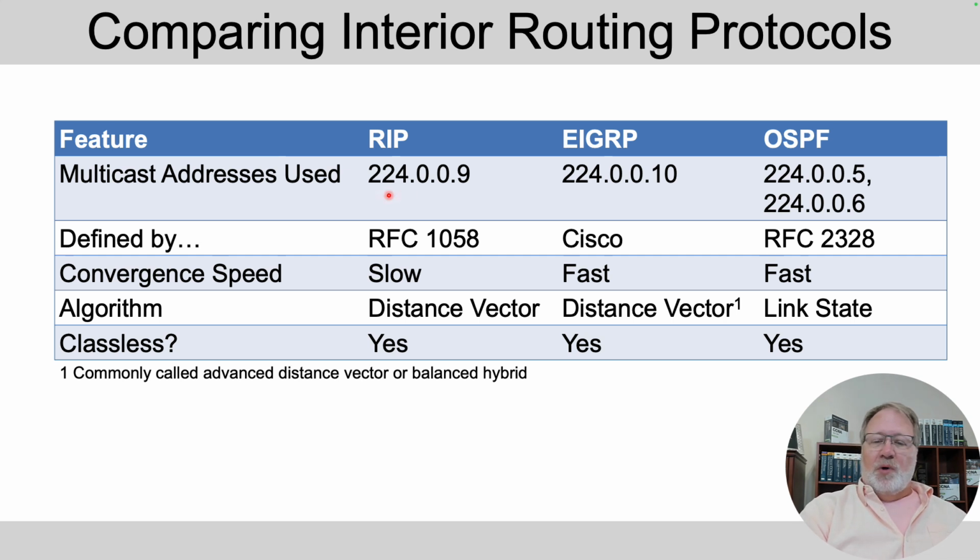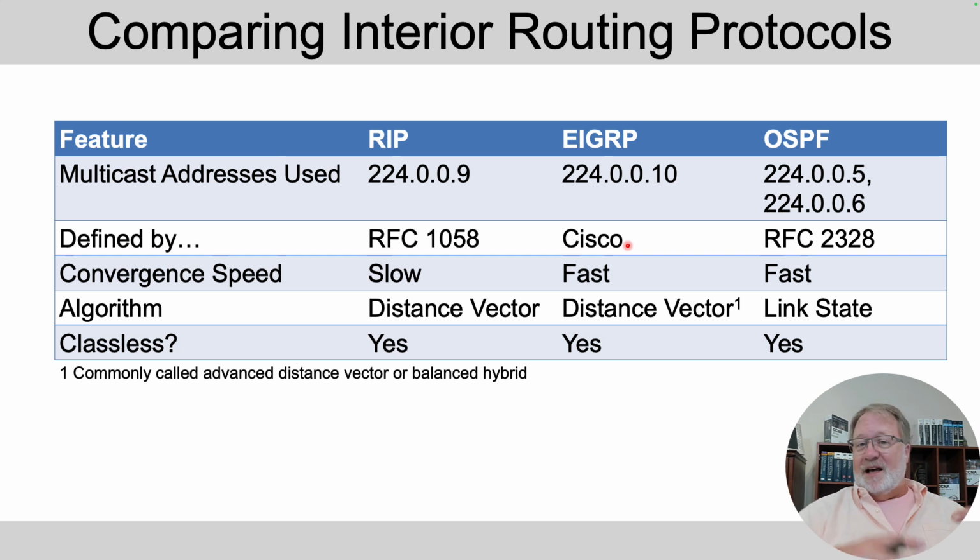Today, they all use multicast IP addresses to send their routing protocol messages so that they can send one message and have all the routers in the same subnet hear a copy of that. Two of them are defined in RFCs, so they're standardized. But this middle one, EIGRP, is Cisco proprietary. So if you want to run EIGRP, you're running Cisco routers.